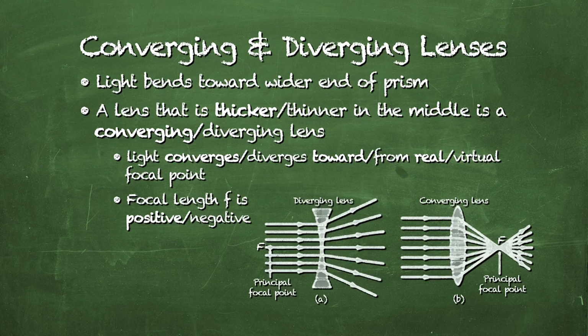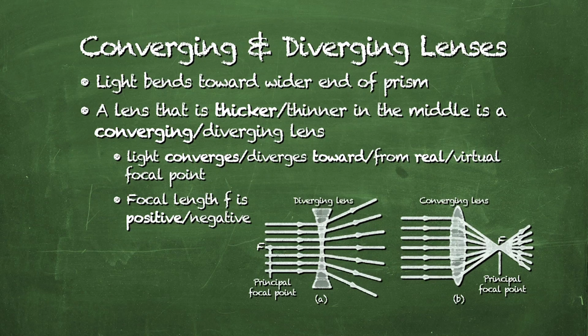And so we can quantify the effect of a lens with its focal length. The focal length is the distance that the focal point is from the lens. For a converging lens, the focal length is positive. For a diverging lens with a virtual focal point, the focal length f is negative. So focal length is measured in units of length, or meters.